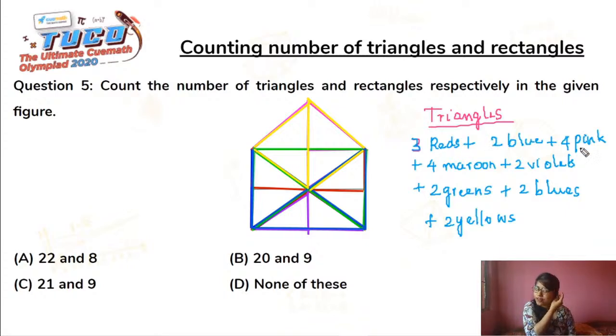3 plus 2, 5. 5 plus 4, 9. Plus 4, 13. 15. 17. 19. 21. So we have in total 21 triangles.